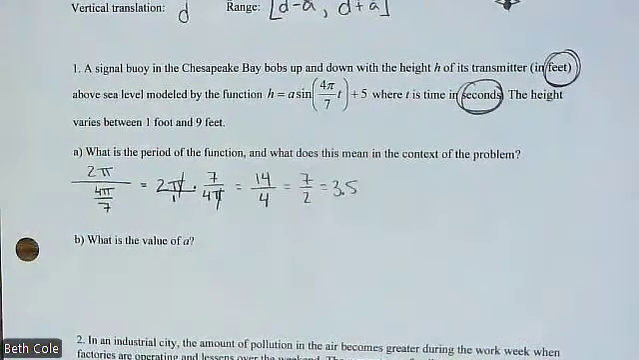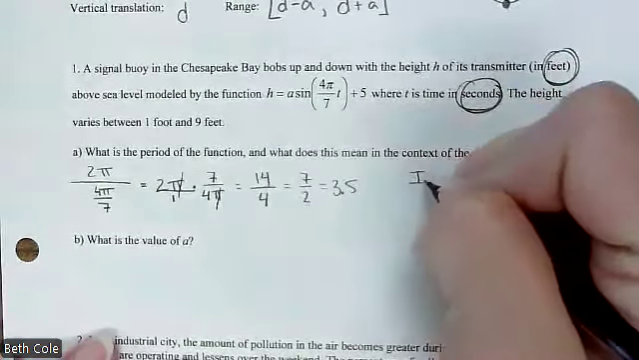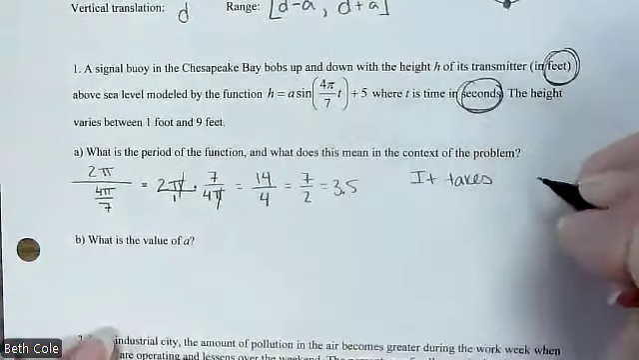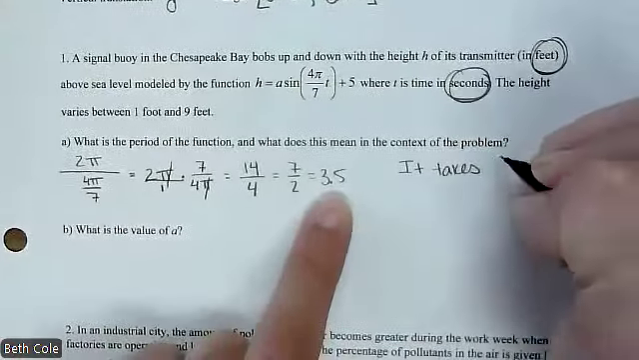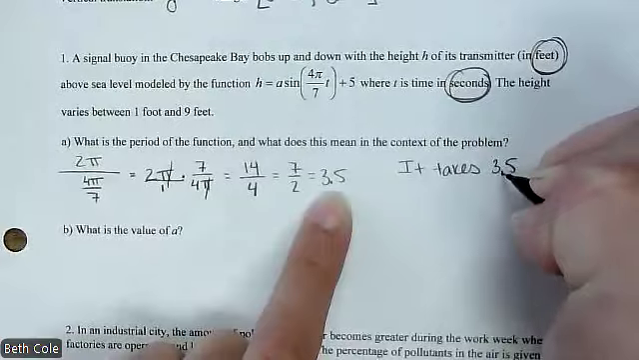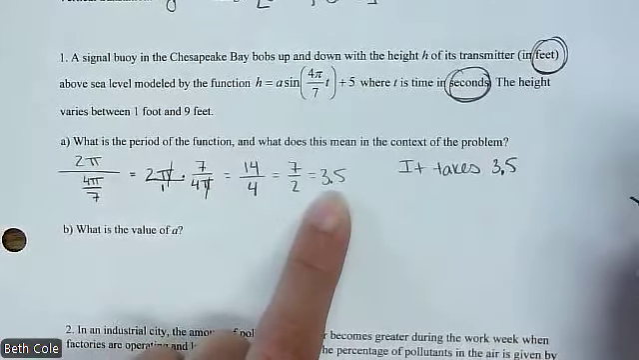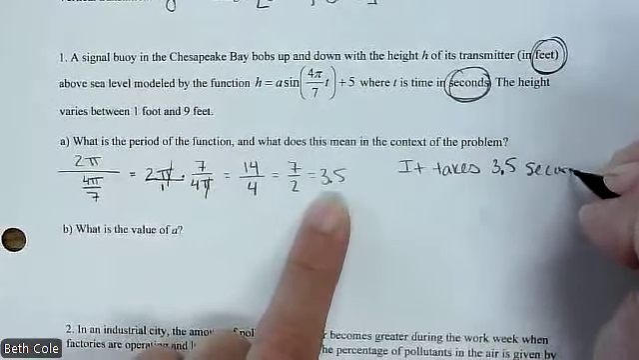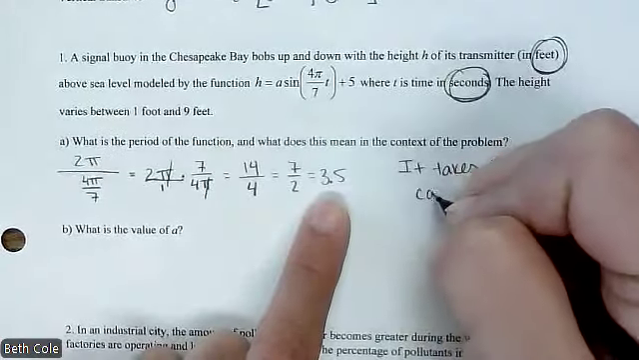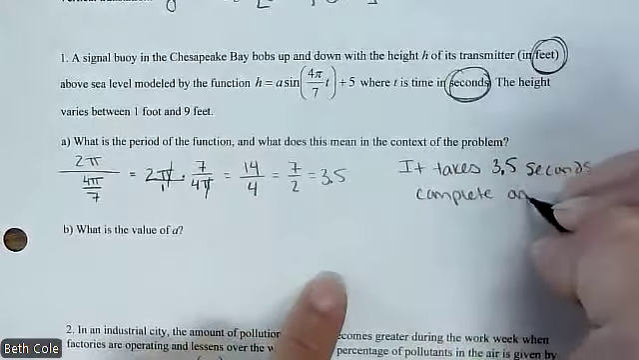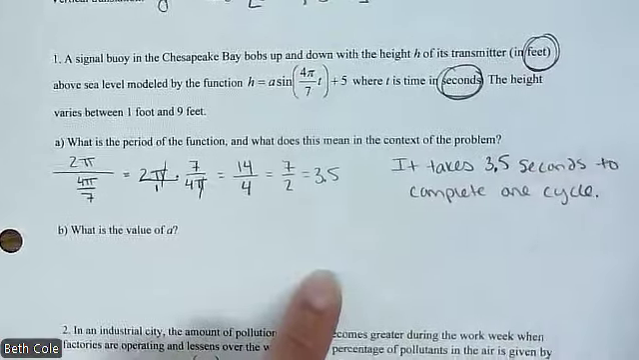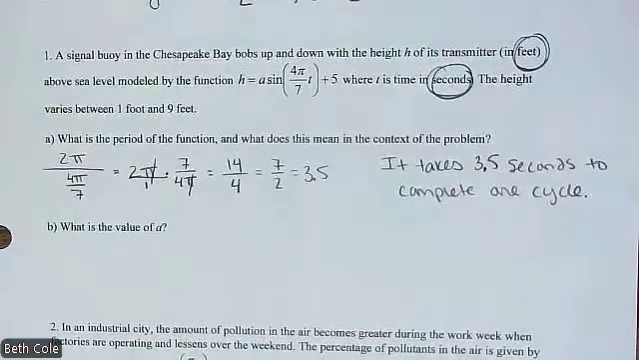Now we're going to write what it means, and listen carefully to me because this is the answer. It's a definition of what the period means, and I can't change a definition. So when you take your test, this is the answer. Your sentence is going to be, it takes, and then you take whatever number you got. It takes 3.5, what? I need some units. Seconds to complete one cycle. That's what the period is: one cycle.